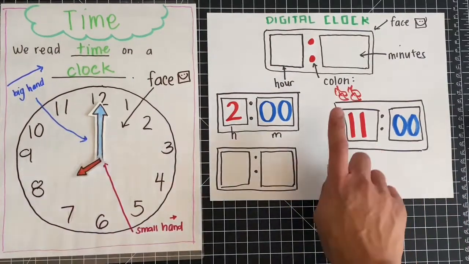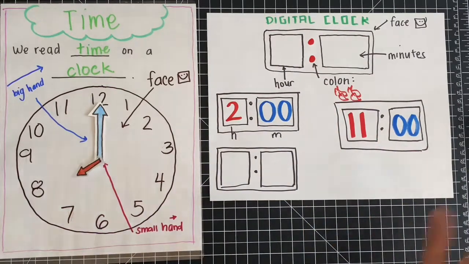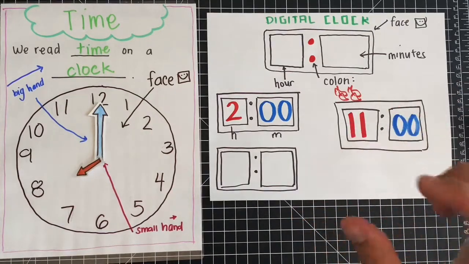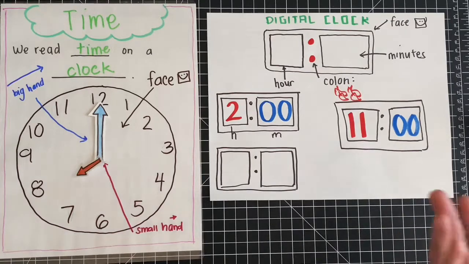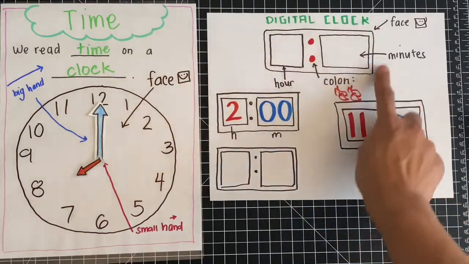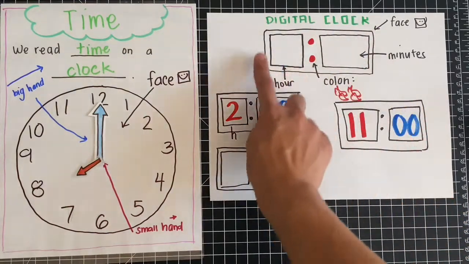Let's move over to the digital clock. The digital clock has 4 different parts. Remember, a digital clock, they're on your phone. A lot of you have a digital clock on your actual phone if you have an iPhone or an Android. And you need electricity to power a digital clock. So the first part of a digital clock is this right here. What do we call this?